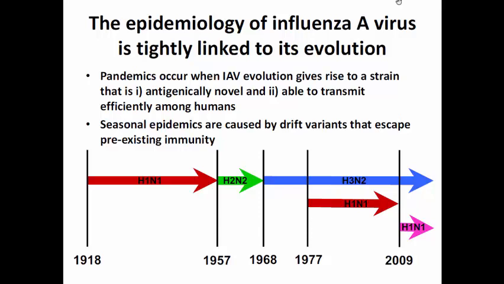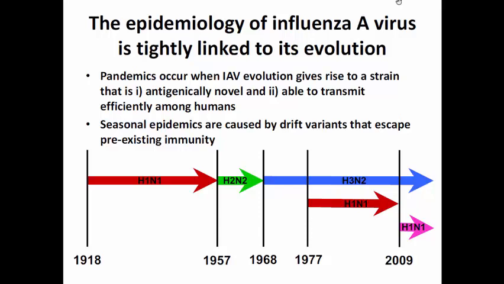In the interpandemic years, shown here with the colored arrows, seasonal epidemics recur annually when drift variants emerge that escape pre-existing immunity. We don't classically think about reassortment as contributing to this more gradual type of evolution, but over the last approximately 10 years, with the increase in availability of whole genome sequences, it's become apparent that there is a fair bit of reassortment among co-circulating seasonal influenza viruses, and that this has a major epidemiological impact.